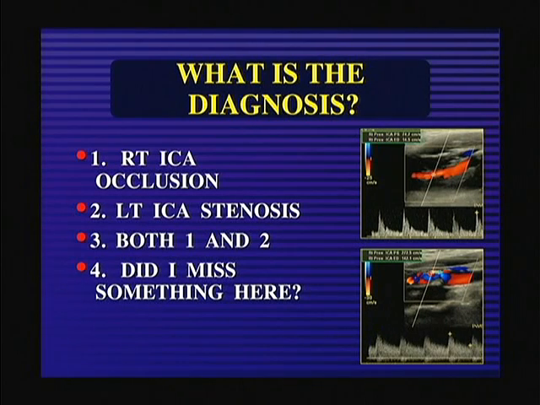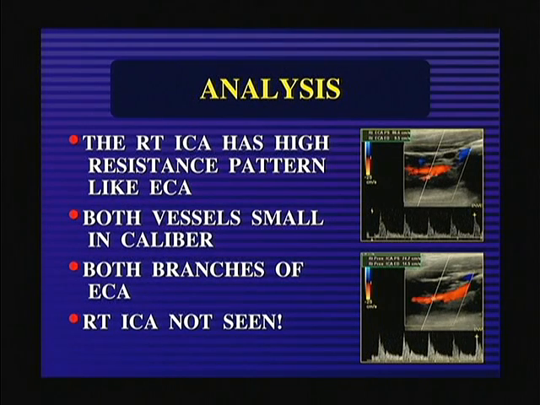Right ICA occlusion, left ICA stenosis, both 1 and 2, or wait a minute, did I miss something here? I didn't think there was a right internal carotid artery occlusion. We saw the right internal carotid artery. But the observation we made was that the right internal carotid artery looked like it was high resistance. So the right internal carotid is showing us a very high resistance pattern like the external carotid artery.